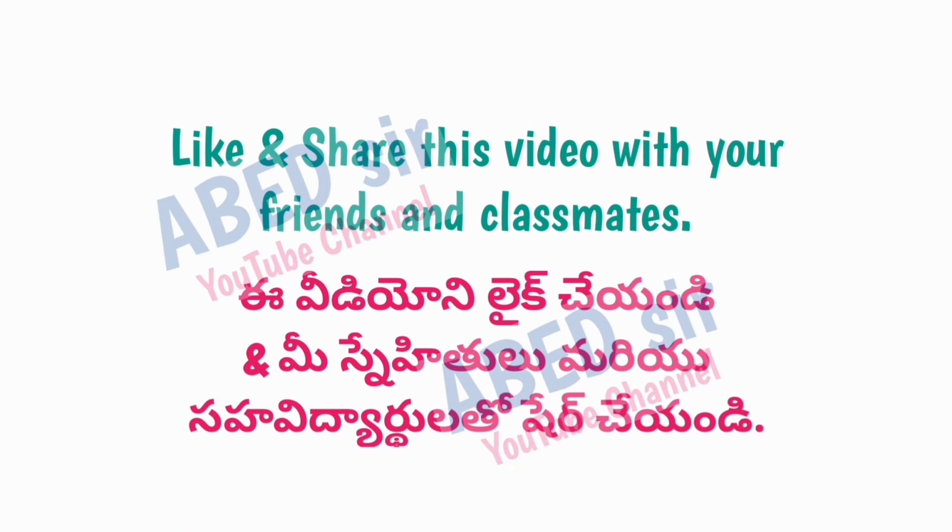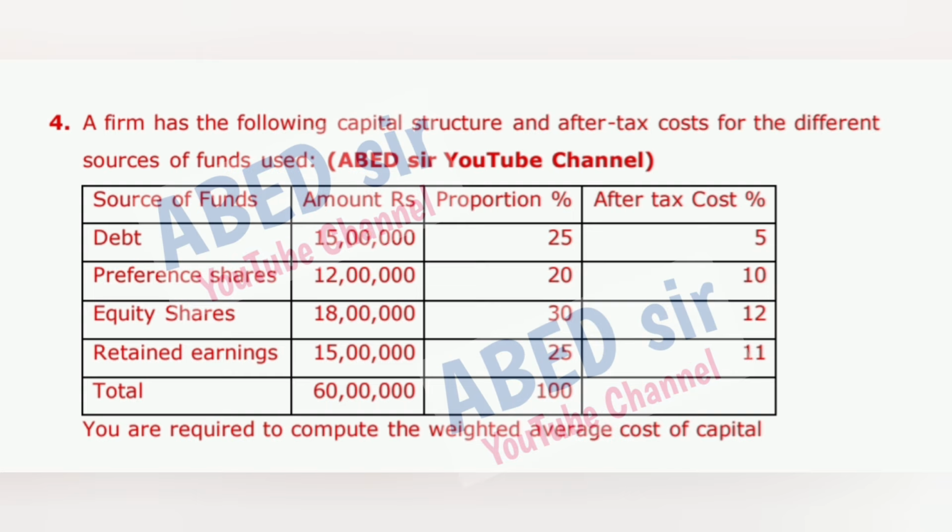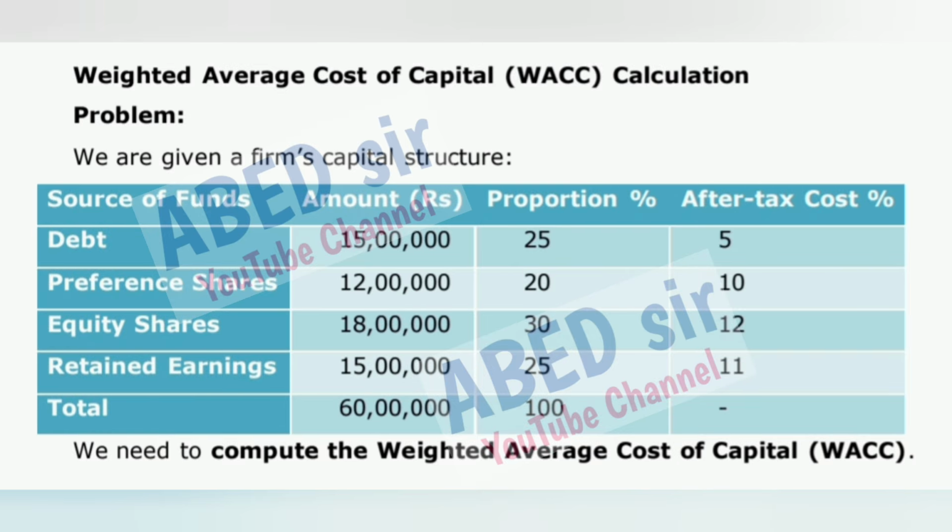Next important problem is 4. A firm has the following capital structure and after-tax costs for the different sources of funds used. You are required to compute the weighted average cost of capital. Weighted average cost of capital, WACC, calculation. Problem: we are given a firm's capital structure.